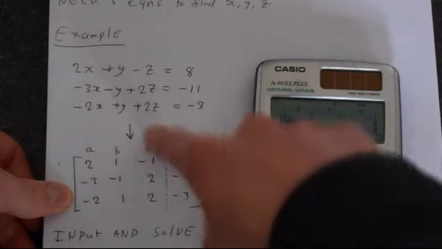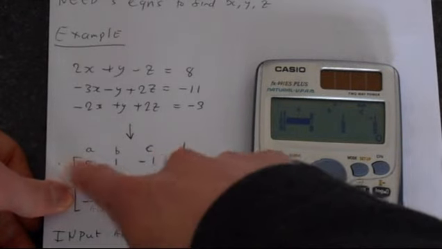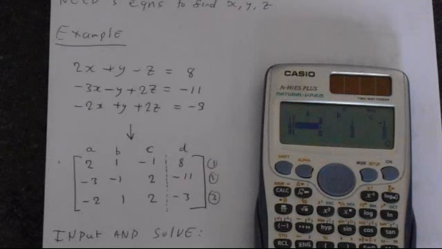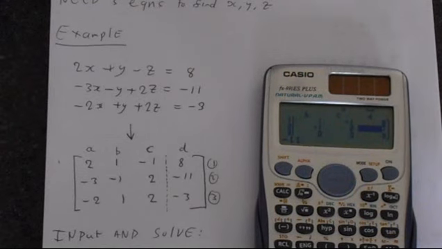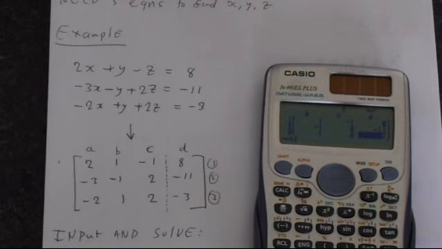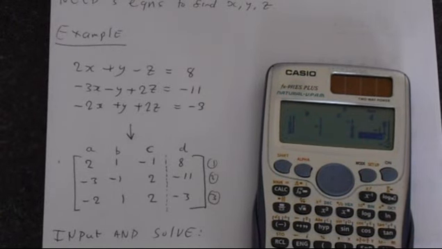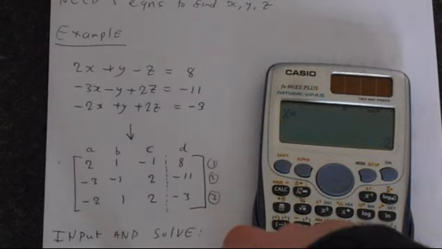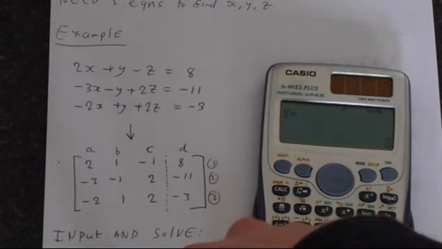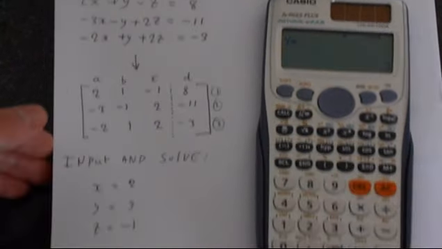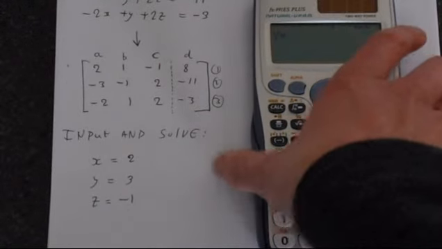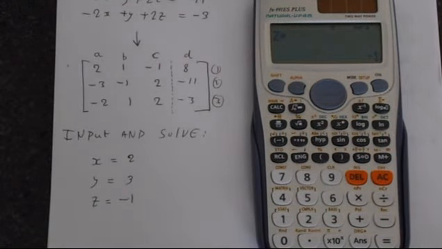You see these are a, b, c and d, and these are equations 1, 2 and 3, exactly as it is on the calculator. So we need minus 3 equals minus 1, 2, minus 11, minus 2, 1, 2 and minus 3. Now press equals and it will solve it. So we get x equal to 2. Do it again. y equal to 3. I'm going to do it one more time and we'll get z equal to 1.